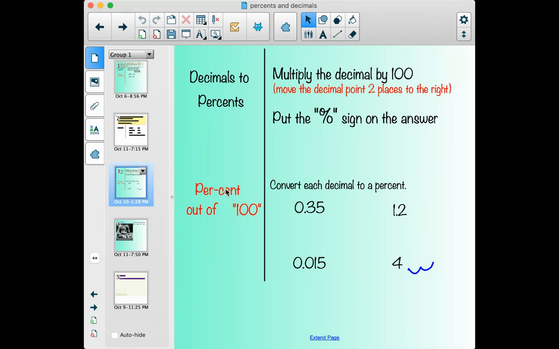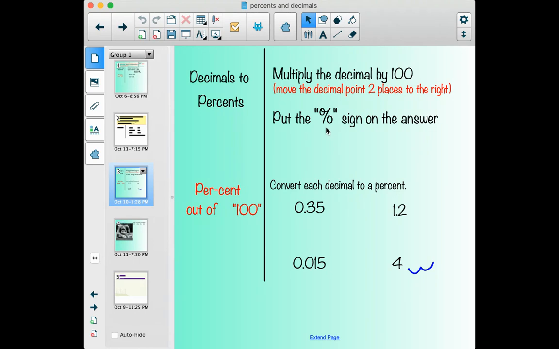So when I'm turning a percent into a decimal, like the example we used was 53%, 53% means 53 out of 100. So just like we did yesterday, we do 53 divided by 100. And when you divide by 100, that takes a decimal point and moves it two to the left.